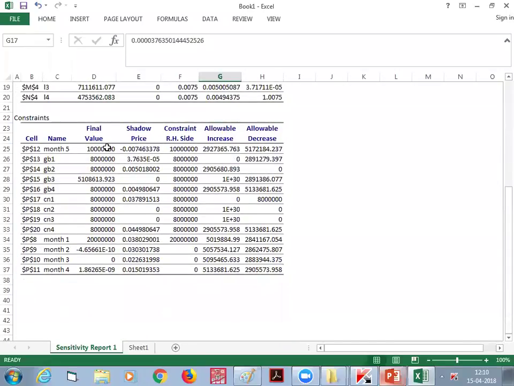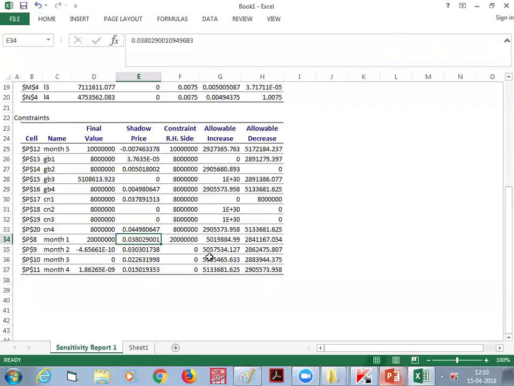Now, which ones are binding constraints? Of course, 20 million is binding. And what is our dual value there? 3.48%. So any additional investment will earn a marginal rate of return of 3.48%, of course over a 4-month period. Okay, what else do we have?